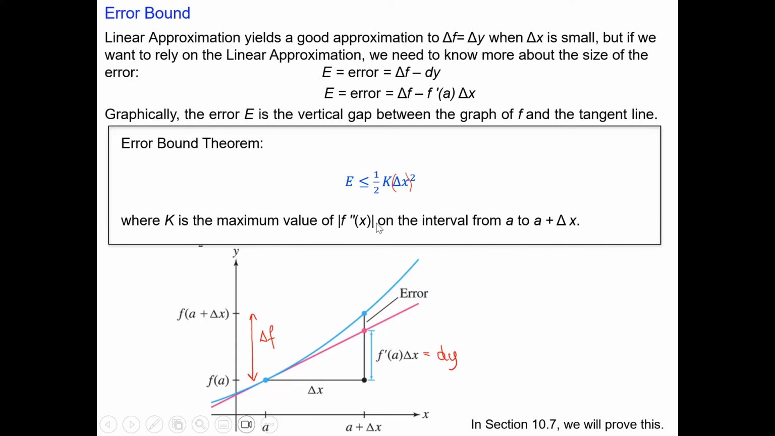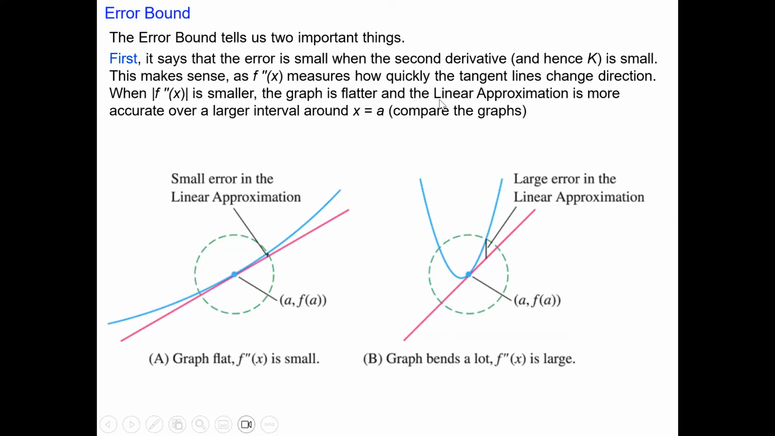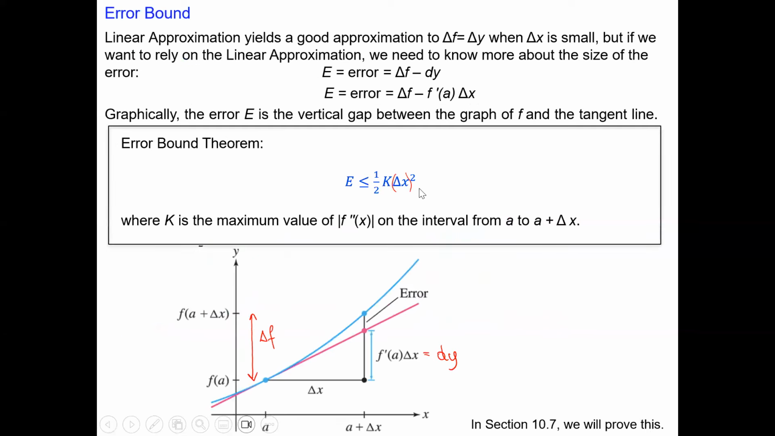Okay? And the second derivative, I can just make a small comment. I don't want to go really deep because we still need a couple of tools, but the second derivative is quite a helpful quantity, because it will help us to establish the size of the error. The second derivative measures how quickly the tangent line is changing direction. That means if the second derivative is smaller, the graph is flatter and the linear approximation is more accurate over a larger interval when we're going a little bit further from A. But as I said, I don't want to explain this now. We will have these tools later, but at the moment I would like to focus on that theorem.